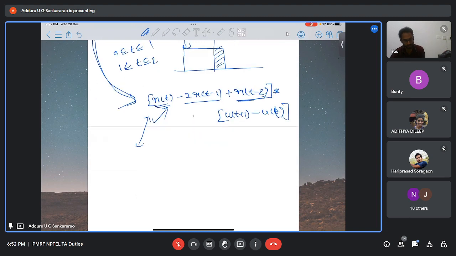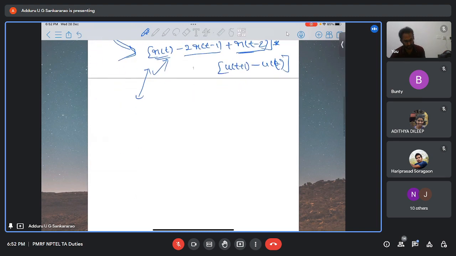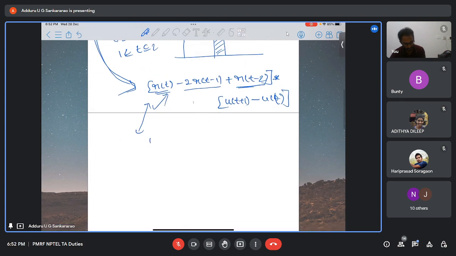So what is the Laplace transform for r of t? 1 by s square. Then minus 2 by s square into the time shifted version e power minus s, plus 1 by s square into e power minus 2s. In the Laplace domain it will become a product. For the second signal, what is the Laplace transform of u of t? 1 by s, into e power plus s, minus 1 by s.